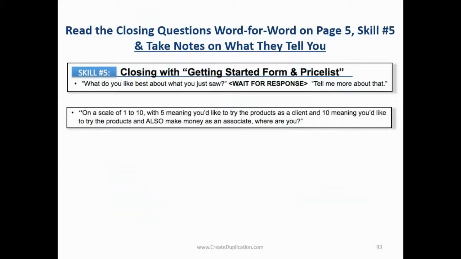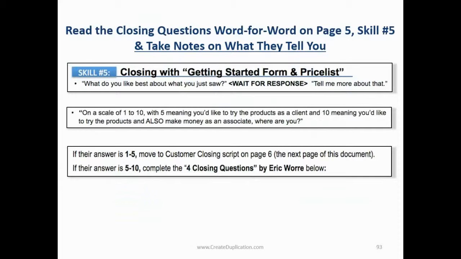On a scale of 1 to 10, with 5 meaning you'd like to try the products as a client, and 10 meaning you'd like to try the products and also make money as an associate, where are you? Okay, so then they're going to tell you, I'm a 5 or I'm a 10, or somewhere in between. If their answer is 1 to 5, you're going to move to the customer closing script on page 6 of the Fast Track manual. If their answer is 5 to 10, you're going to complete the 4 closing questions which are listed below on the Fast Track manual.